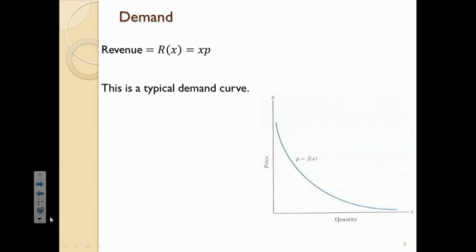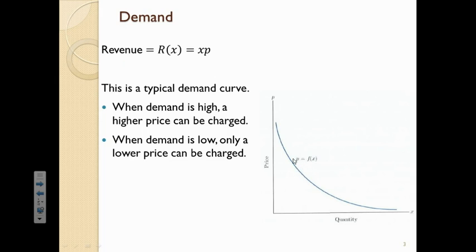If we look at a typical demand curve, an average or typical demand curve looks like this blue curve. And when we look at this, we realize that when demand is high, when you're high on this blue line, then a higher price can be charged for the product. But when the price is low, when the demand is low, then the price needs to be low. You can only charge a lesser amount.